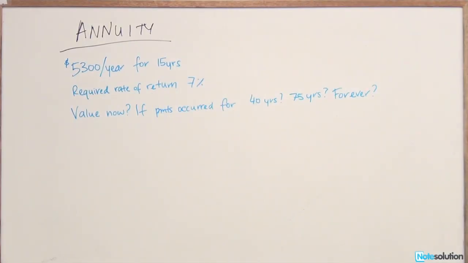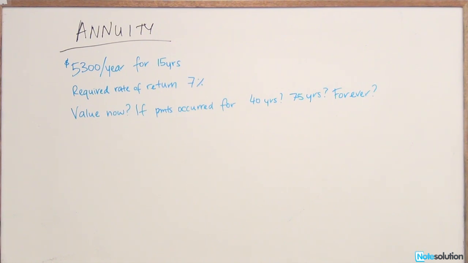Okay, so this is a relatively simple question, so it would be an easy level question relating to the concept of annuities. You know that an investment offers you $5,300 a year for 15 years, and the required rate of return is 7%. So the question really asks you, what is the present value of that stream of payments now? What is the present value if the payments occur for 40 years, for 75 years, and forever?